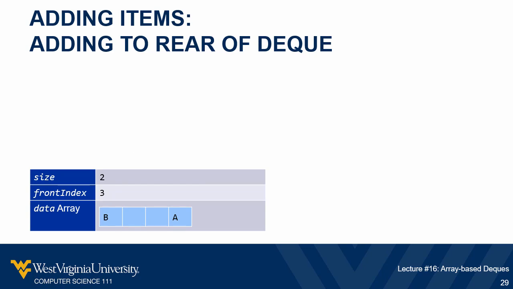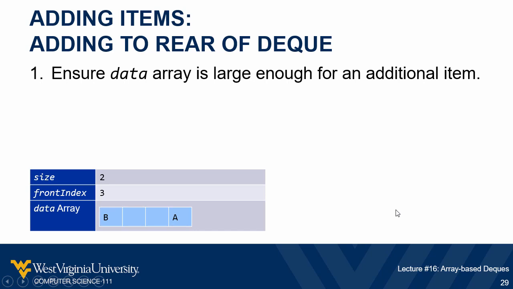How do things work when we want to add to the rear of a deck that already has items in it? Here with this example, we have 2 items in our deck, and our front index is A. So the rear is going to be B, and we want to add after the rear, so we're going to add something after B. Again, we're going to start off here to make sure that we have a large enough array. We do, since we have some empty spots.